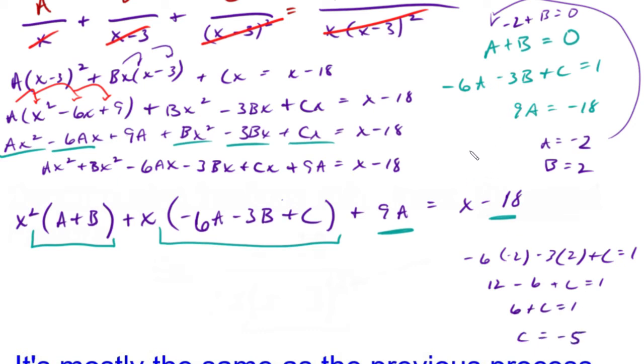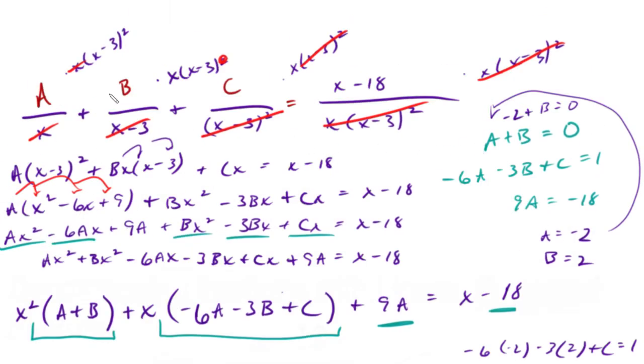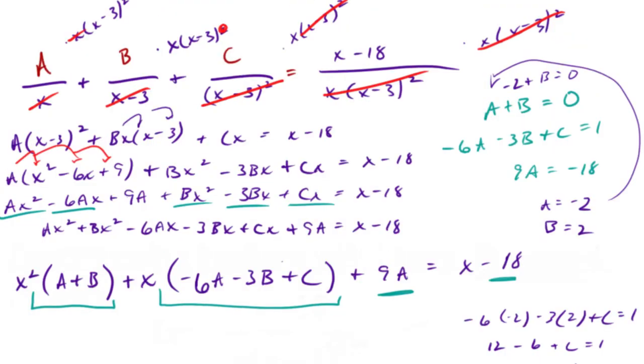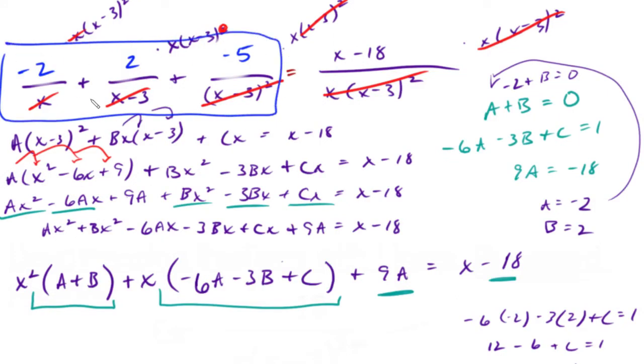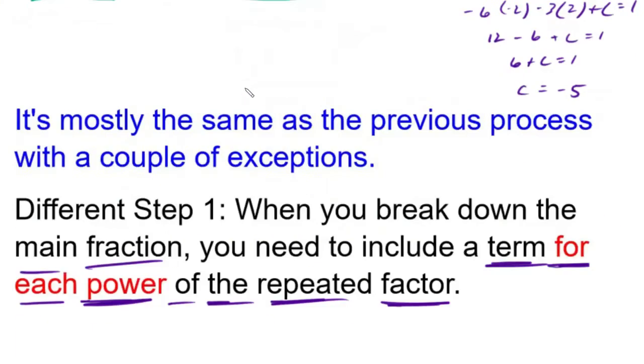All right, now that we know a, b, and c, you go back up to the beginning here, you would go up here as your final answer. I don't have time to do this, but you would take your a, b, and your c, and you would write them here. So a is negative 2, b is positive 2, and c is negative 5. And this right here, without the crosses through them, would be your answer. Negative 2 over x, 2 over x minus 3, and negative 5 over x minus 3 quantity squared. Okay.